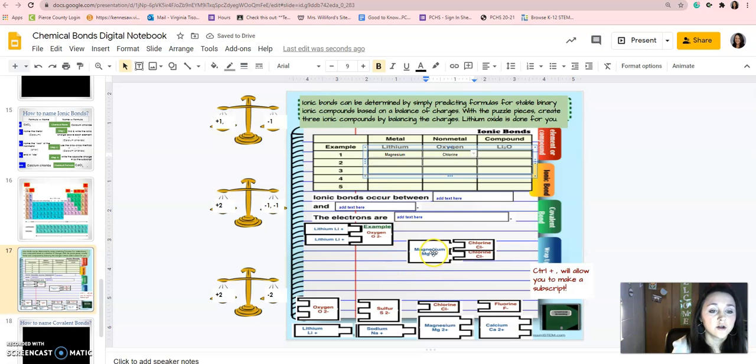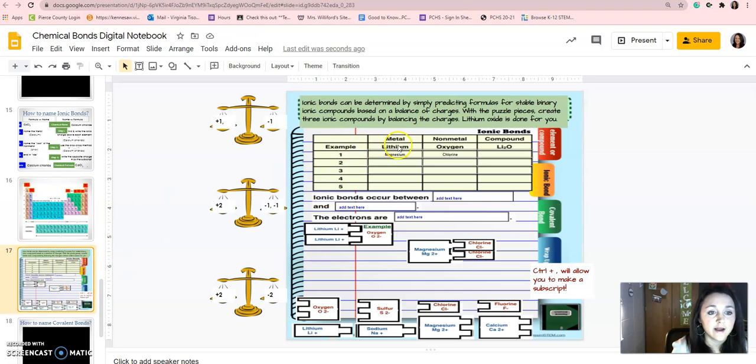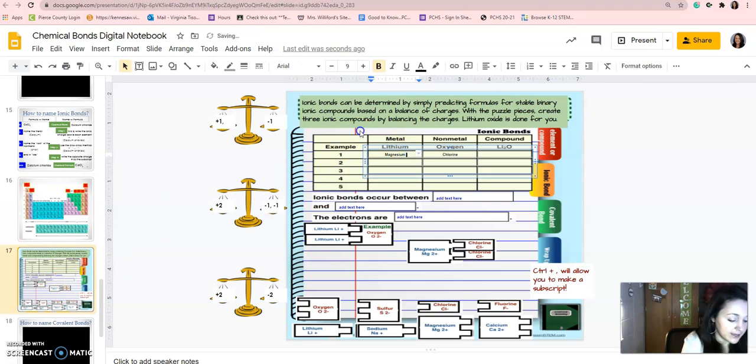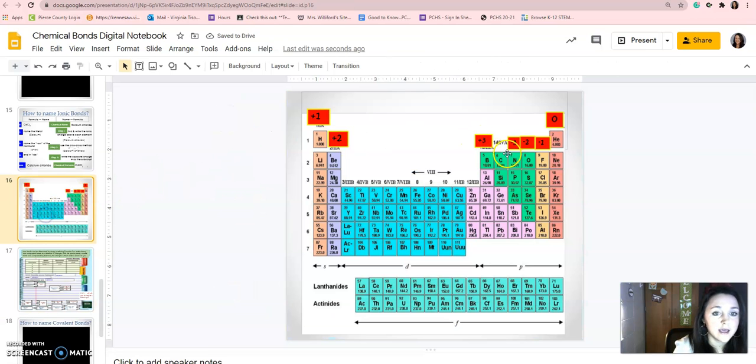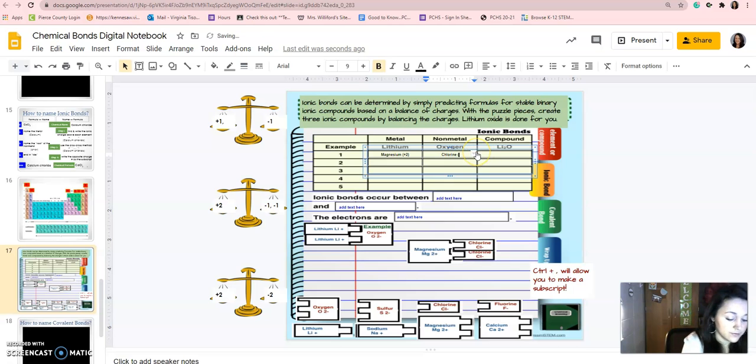So we need to cross the charges. So I see right here magnesium has a +2. So I'm actually going to write that out beside magnesium. Magnesium has a +2 charge. Chlorine has a -1 charge. Okay, and we're going to switch those charges. So now Mg is going to get the 1, so I don't have to write anything. And chlorine is going to get the 2.